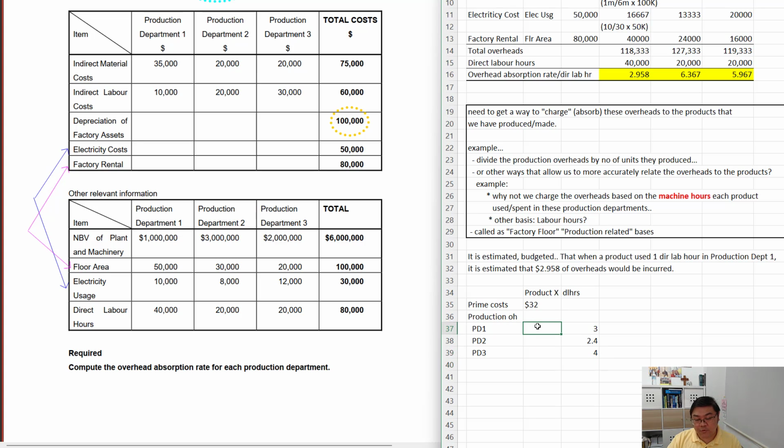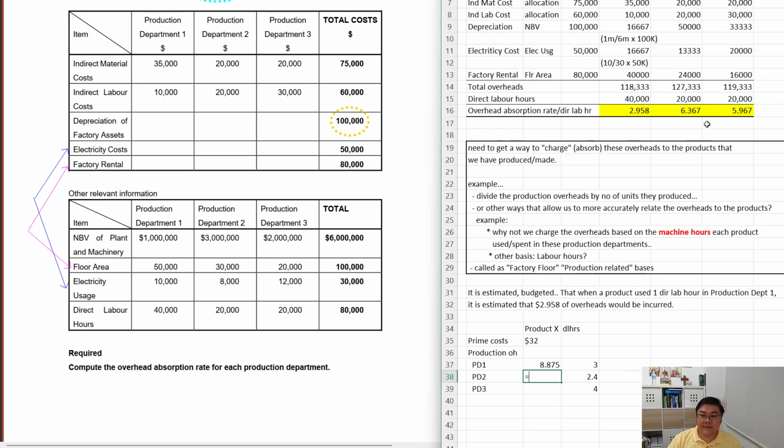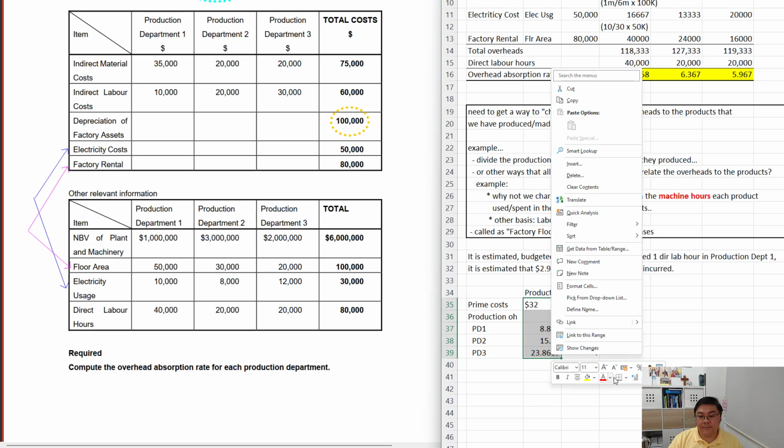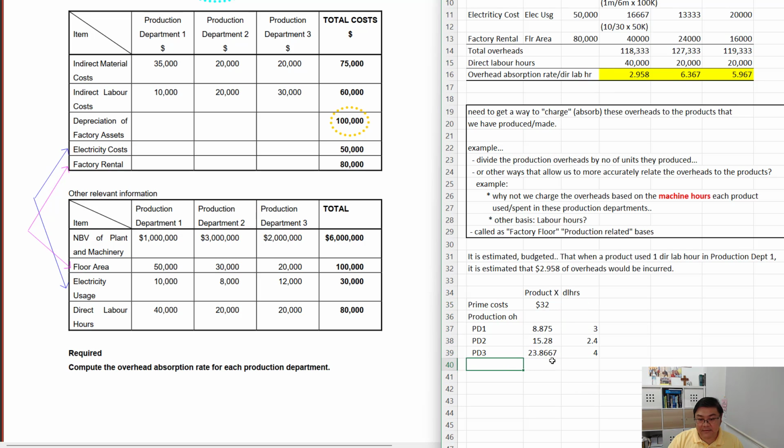So what we will do is say, if the rate is this and you tell me that you're going to spend 3 hours, that means we would charge 8.875 into the cost. Likewise, if the rate for department 2 is this and you're going to spend about 2.4 hours, and finally for department 3 you're going to spend 4 hours, that would be the estimated production overheads that we're going to have.